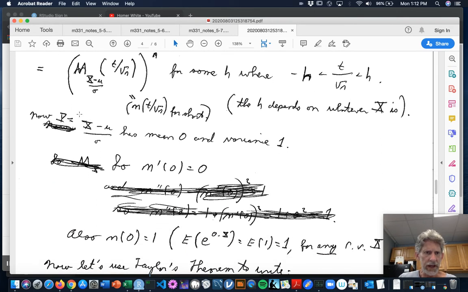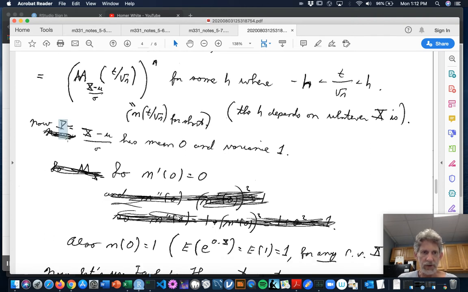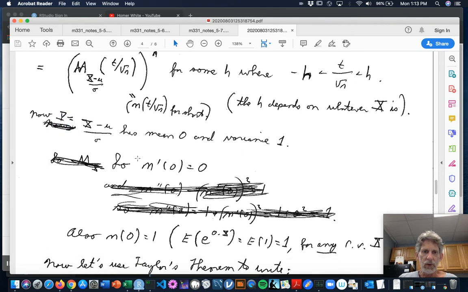Now, looking at that x minus mu over sigma, whose moment generating function we're looking at there, we know that it has mean 0 and variance 1 because it's the random variable minus its mean over its standard deviation. I'm just going to call that y for short in case I have to refer to it again. Remember how you can get the mean from the moment generating function by doing m prime at 0. So m prime of 0 is 0.